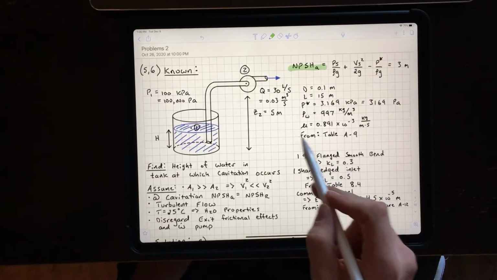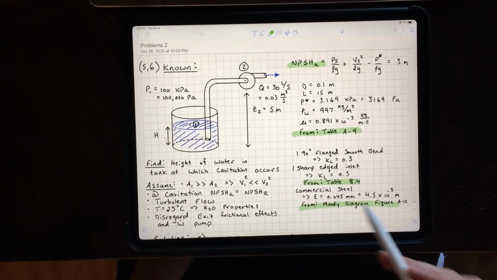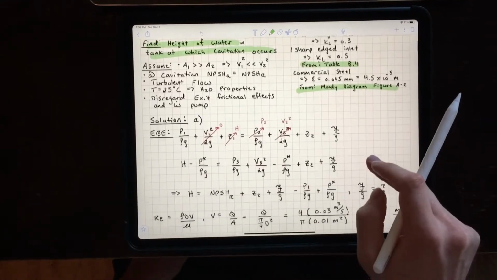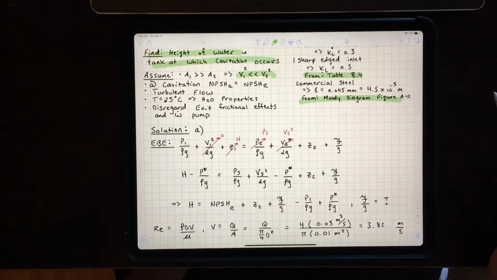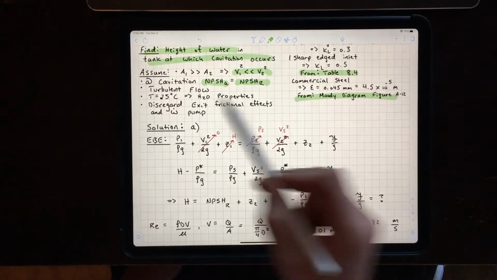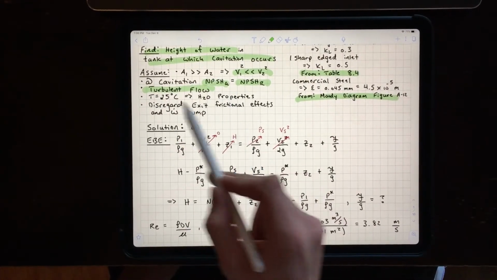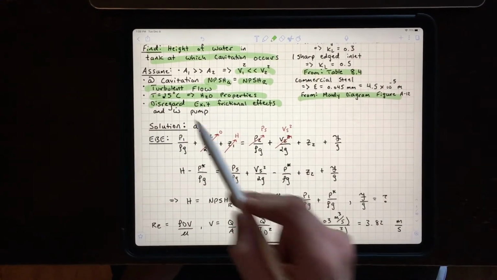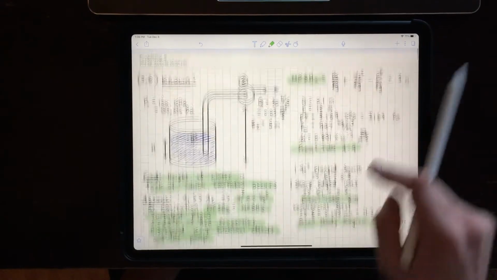It has the known values and the sources I got them from. We're going to find the height of water at which cavitation occurs. We're going to assume that V1 is negligible compared to V2, that the head available equals the head required at cavitation, first turbulent flow, and the temperature to get the water properties. We're going to disregard exit frictional effects and the work of the pump based on where we drew our points.